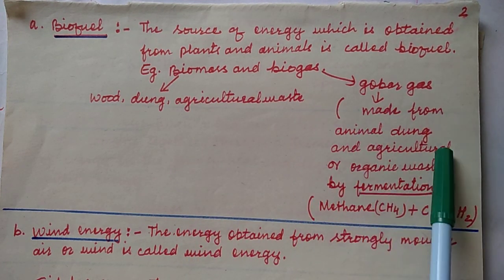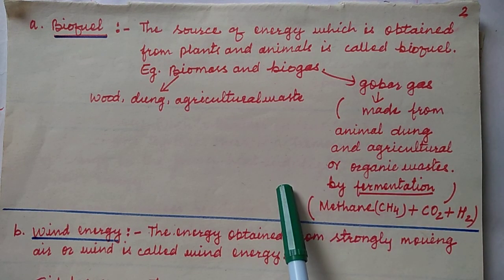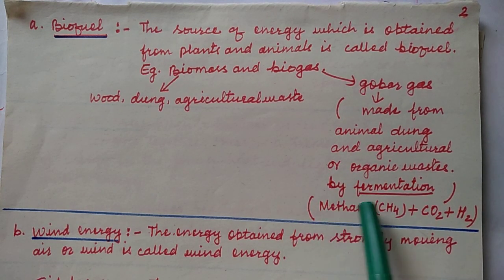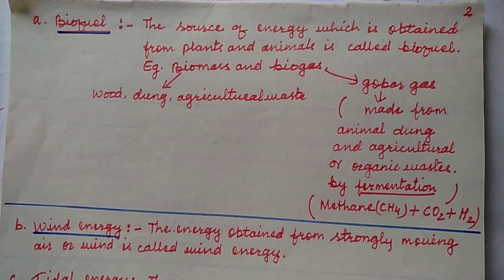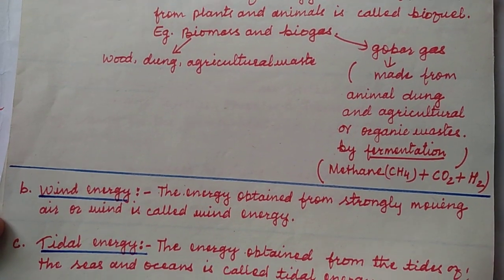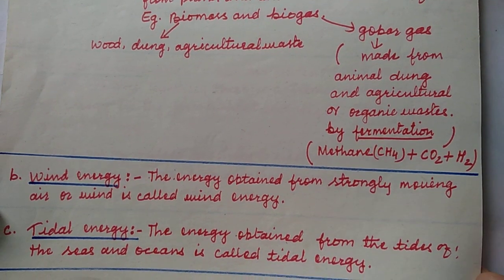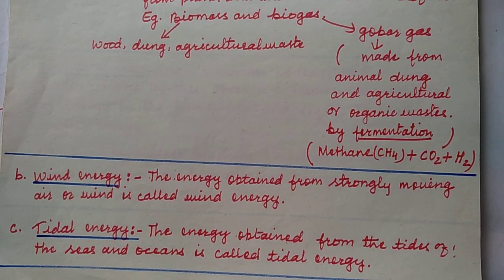So these come under biomass. Biogas is gobar gas, which is made from animal dung and agricultural or organic waste by the fermentation process. Fermentation process means a kind of decaying in the presence of bacteria. Gobar gas is made up of mainly methane, carbon dioxide and hydrogen. Now wind energy: the energy obtained from strongly moving air or wind is called wind energy. This is possible in mountainous regions in our country.